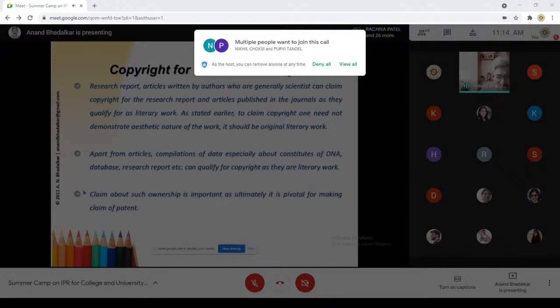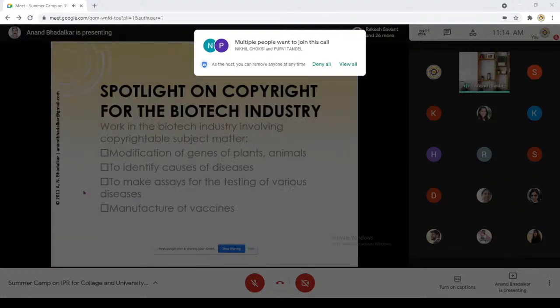But other than this, I want to take you through a particular controversy. Actually, the spotlight in the field of the biotech industry, in terms of copyright, is about modification of genes of plants.